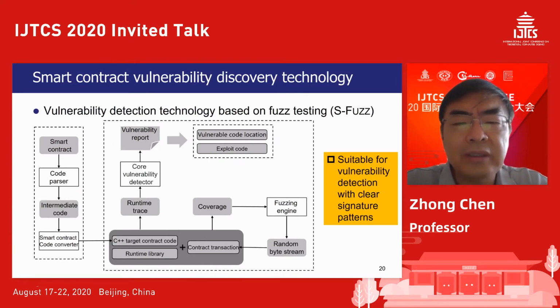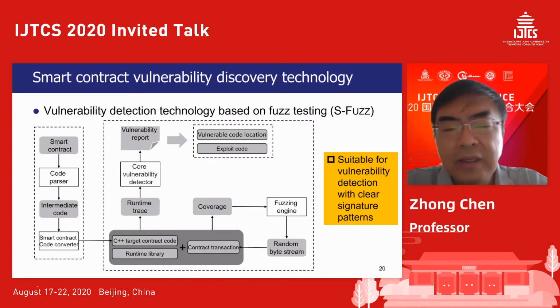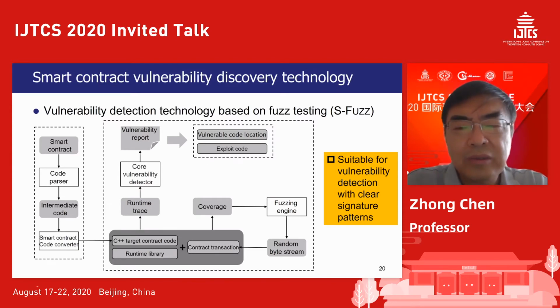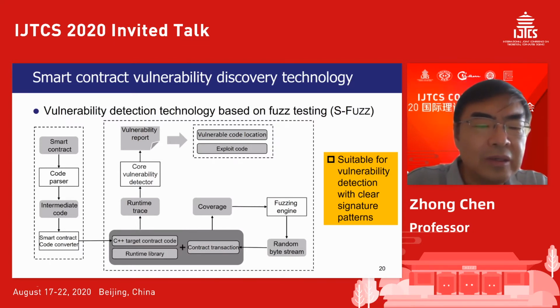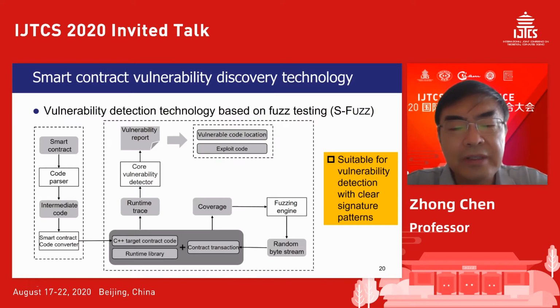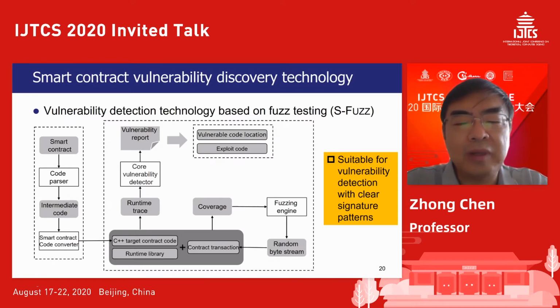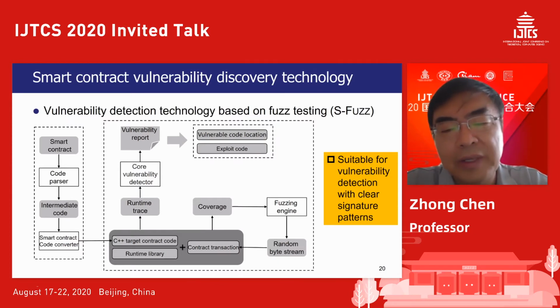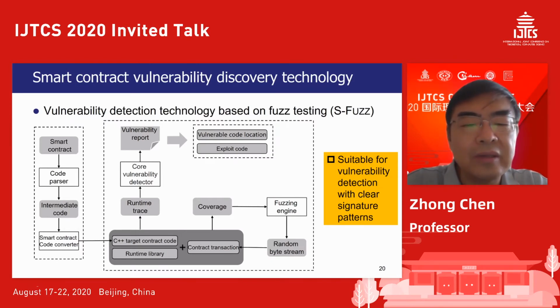For the vulnerability detection technology based on fuzzing logic, or fuzz testing, we need to convert the smart contract through the code parser to get the intermediate code. Then the smart contract code converter converts it into C++ target contract code, based on the runtime library. Through the contract transactions, we can get the runtime trace and the coverage.